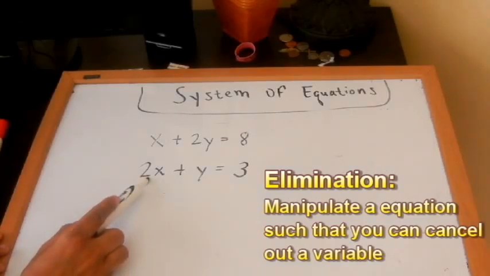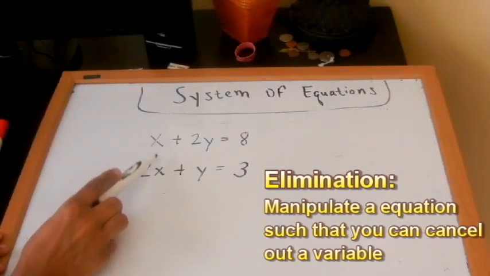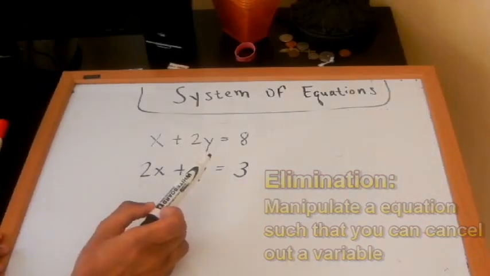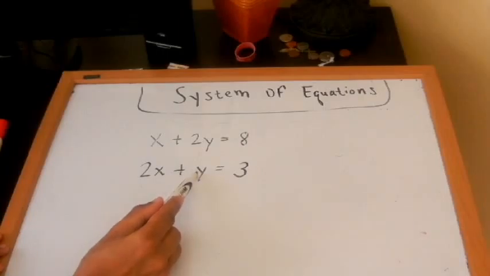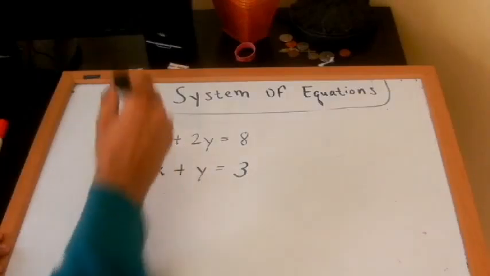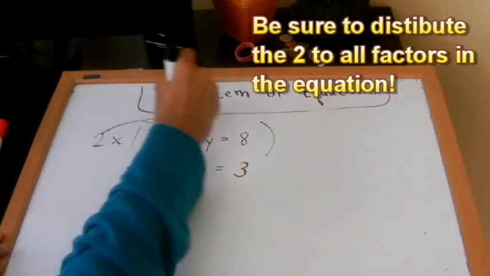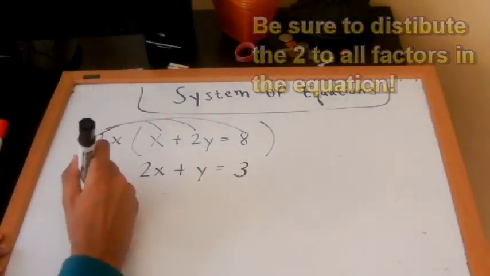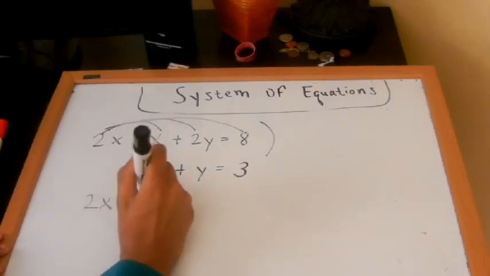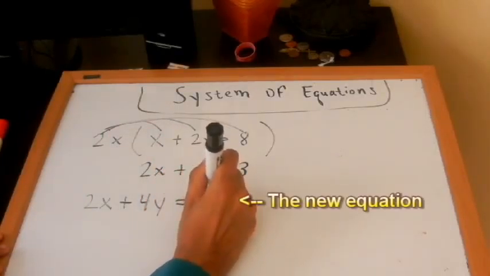So what I can do is, in order to get rid of my x's, I can multiply this equation by 2 and then subtract these two equations to get rid of my x. Alternatively, I could multiply this equation by 2 to get a 2y here, then subtract my y's. But we'll focus on the x's. So I'm going to take this equation and multiply each component by 2, and I'll get the following. 2 times x is 2x, 2 times 2y is 4y, and 2 times 8 is 16, and we're done.